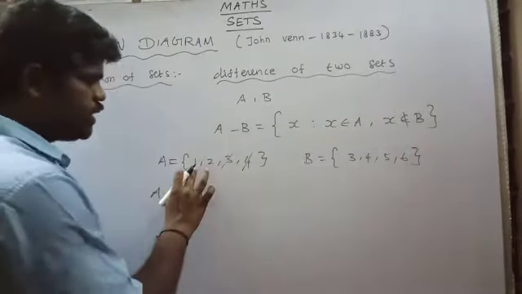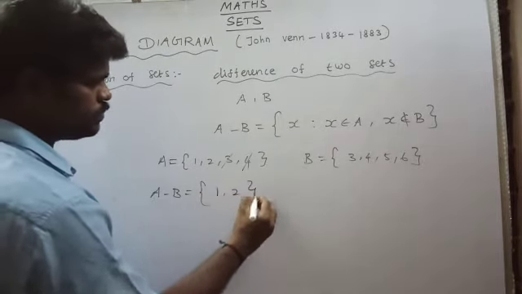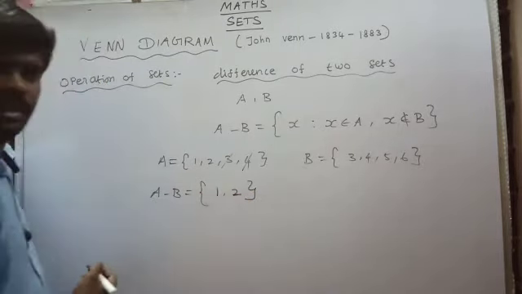Don't write B. After cancellation of the elements in B, write the A elements. The A elements are 1, 2. These two elements make up A minus B. So this is the difference of two sets. Okay, right.